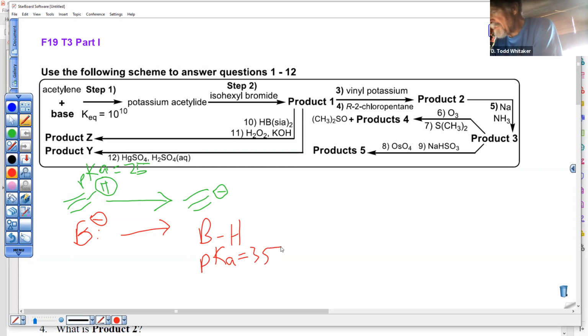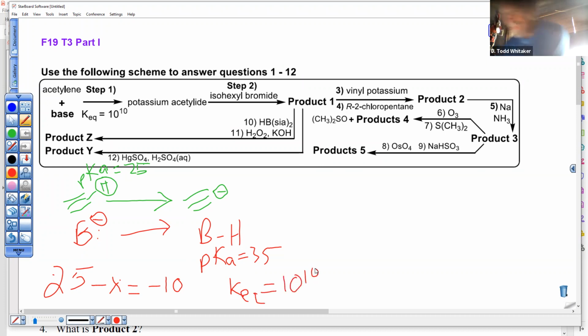because 25 minus X has to equal -10. That's the only way you get a Keq equal to 10 to the 10. So X is 35. And that is one of the questions. It doesn't matter which one. You pick the right base to do that. And it's the only base with a pKa of 35 as its conjugate acid. So the base has to be H minus.